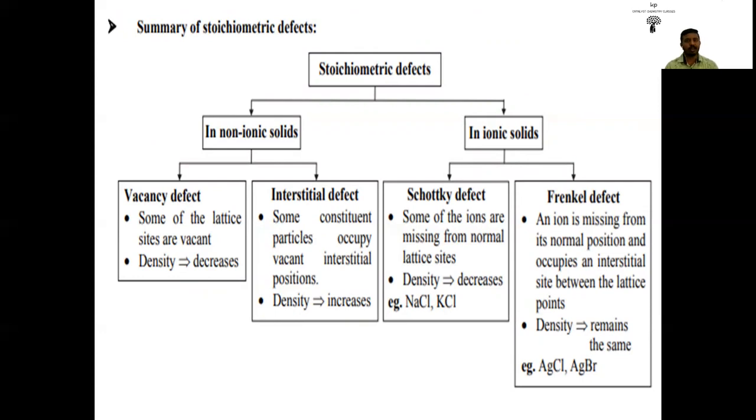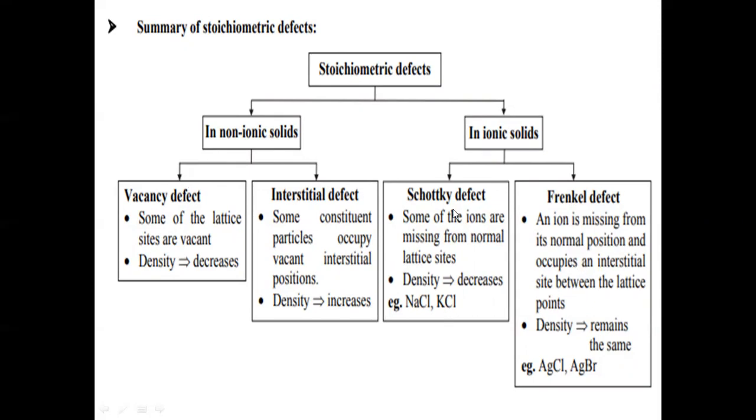What is meant by vacancy defect? If there is some missing of ions like cation or anion from the lattice site, or missing of particles in non-ionic solids. In interstitial defect, some constituent particles occupy a vacant interstitial position in a crystal lattice. So in vacancy defect, density decreases, and in interstitial defect, density remains the same.